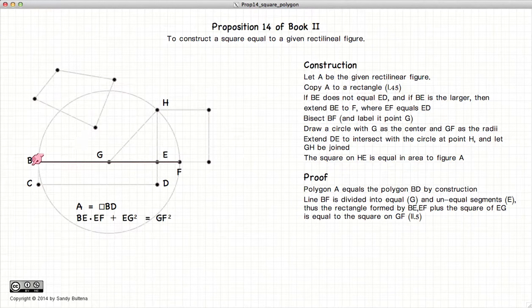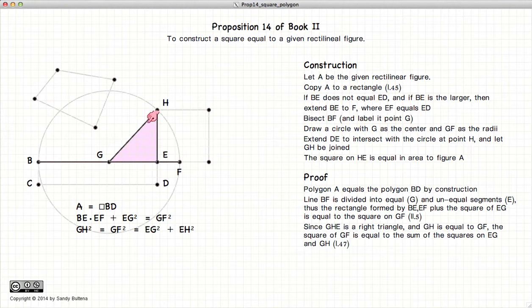Now we have a line segment, BF, that's divided at point G and at another point, E. Now again, from Proposition 5 of Book 2, we will have this equality, which I will not elaborate on. Again, you can go back and look at Proposition 5 of Book 2. So we have BE times EF, which, by the way, is this rectangle here, plus EG squared is equal to GF, all squared.